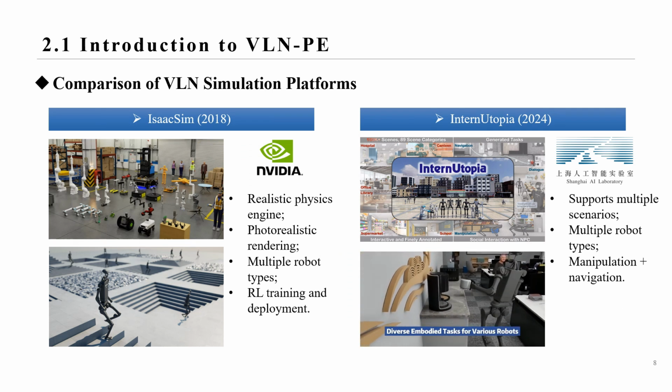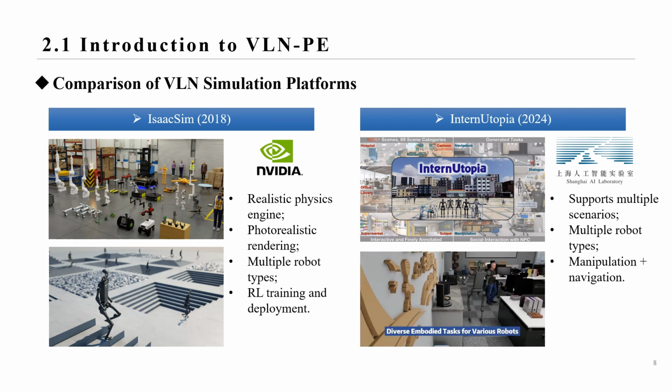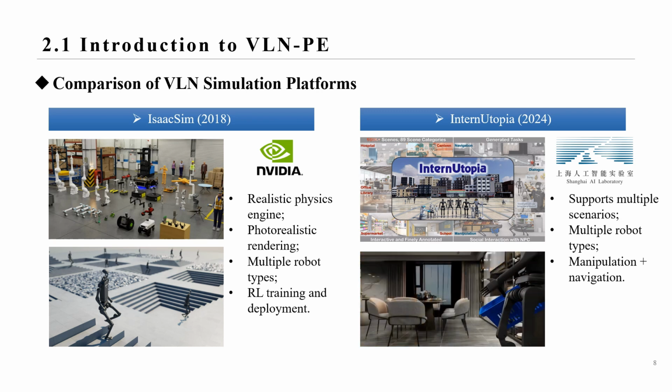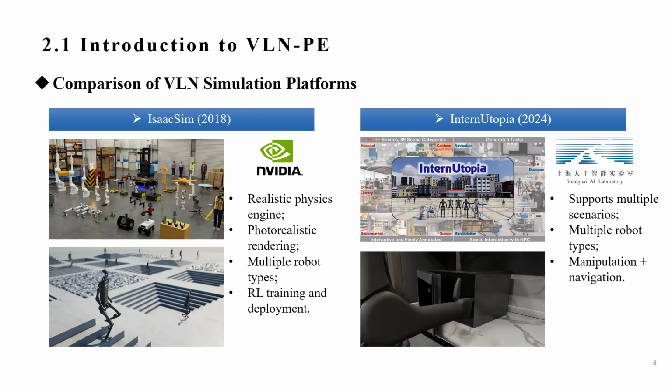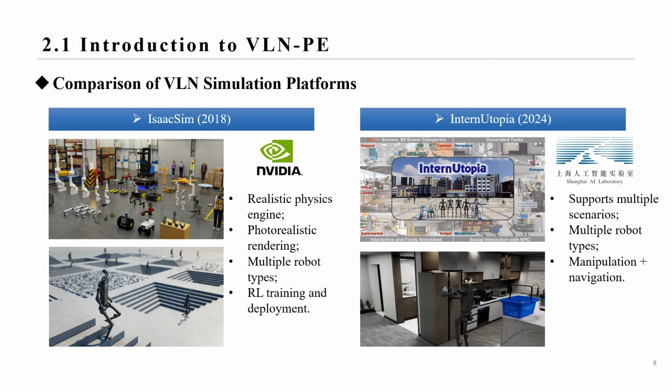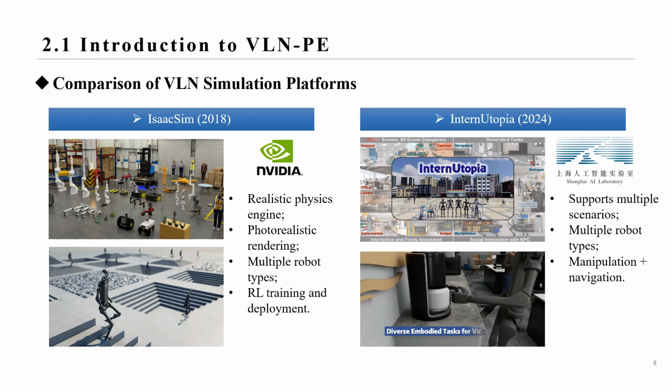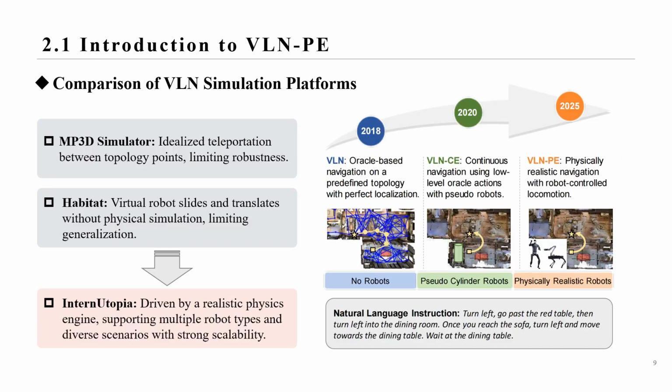Isaac Sim, NVIDIA, 2018, supports multiple scenarios and robot types, integrating manipulation and navigation. Intern Utopia, 2024, features realistic physics and rendering, supports various robots and RL training deployment, providing strong support for VLN simulation platform development. In summary, MP3D's idealized teleportation limits system robustness. Habitat's virtual robot slides without physical simulation, reducing model generalization. Intern Utopia, powered by a realistic physics engine, supports multiple robot types and diverse scenarios, demonstrating strong scalability.